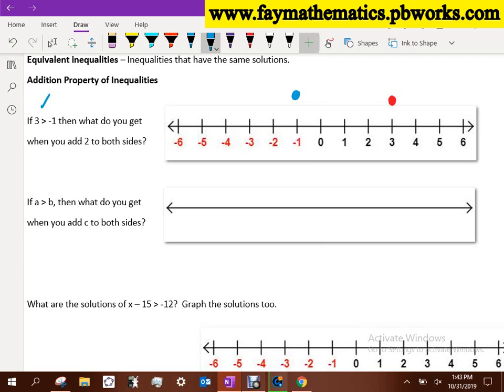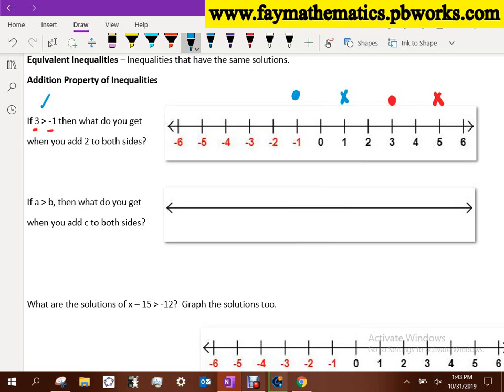Okay. Well, what do I get if I add 2 to both sides of that? Okay. If I add 2 to that 3, what do I get? 5. We'll plot that there as an X. Okay. So the red dot went to the red X. What do I get if I add 2 to -1? +1, right? Okay. Is the red X still bigger than the blue X? Can that make sense to everybody?